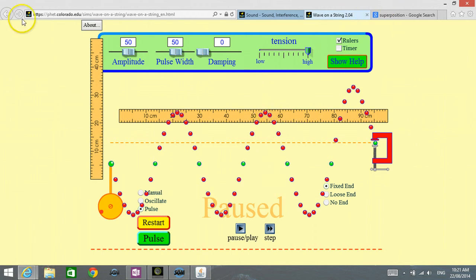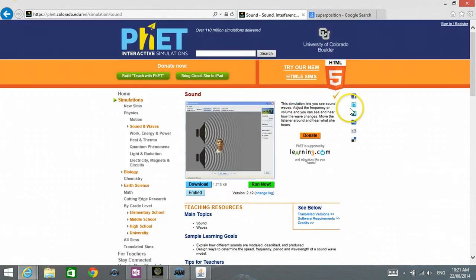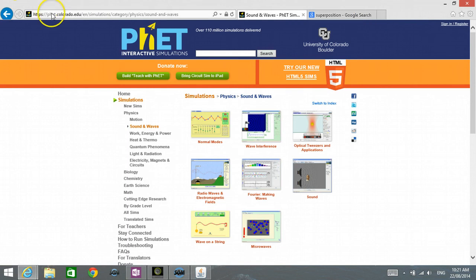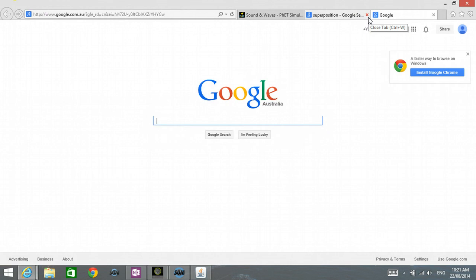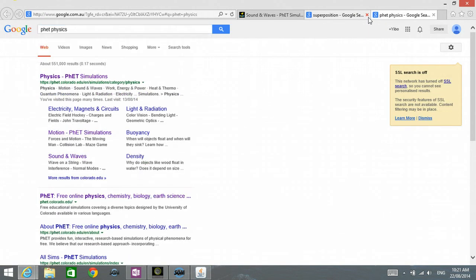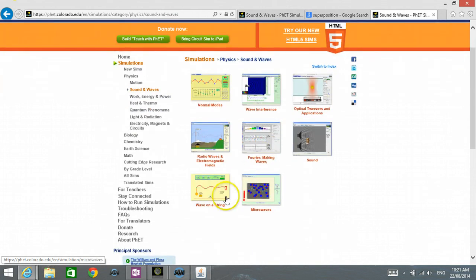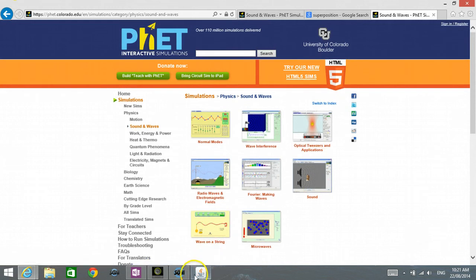You can have a play with it. The idea is to try to go to those simulations. They come from this website, PhET Physics. Go to Google, I'll show you how to find it. Just type in PhET simulations or PhET Physics. The first link will do. Click on sound and waves. Here are the simulations you can play with. It's the one I used in the video. So feel free to do that.